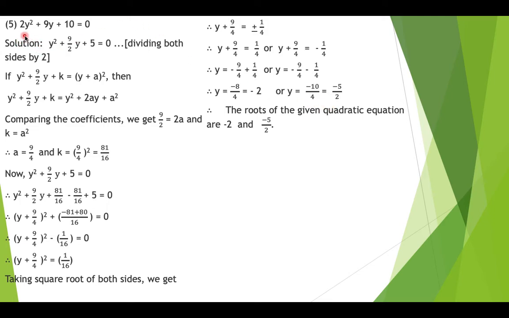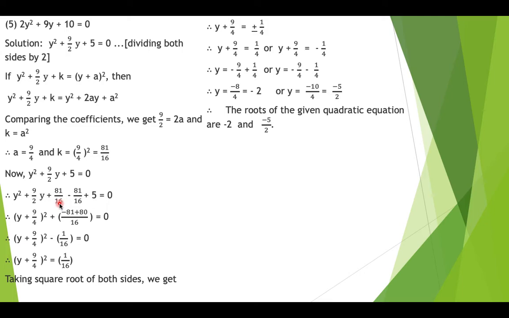Again, we have 2y square plus 9y plus 10 is equal to 0. So in this problem, we just have to divide the whole equation by 2. So we are going to get y square plus 9 by 2 y plus 5 is equal to 0. Again, we have to make this a perfect square. So after finding the value of k, we get k is equal to 81 by 16. So we are going to add and subtract 81 by 16 on the left hand side of the equation. So if you observe this, we get y square plus 9 by 2 y plus 81 by 16.